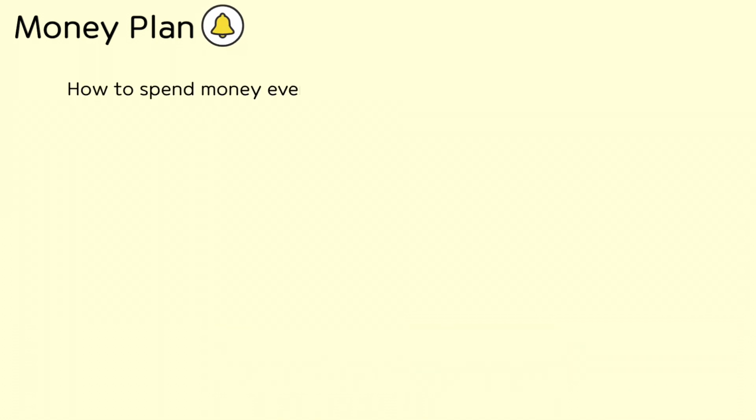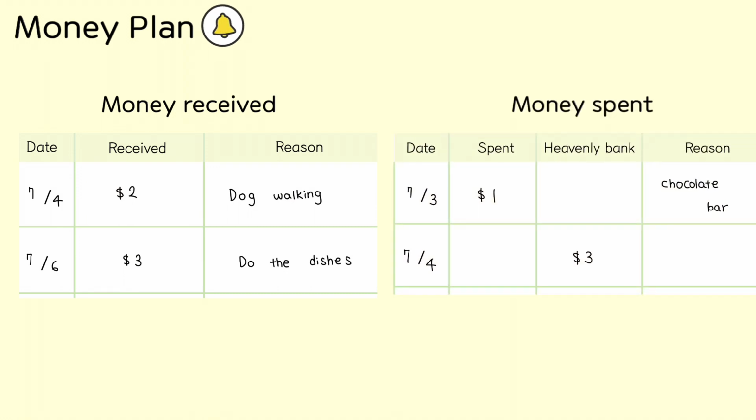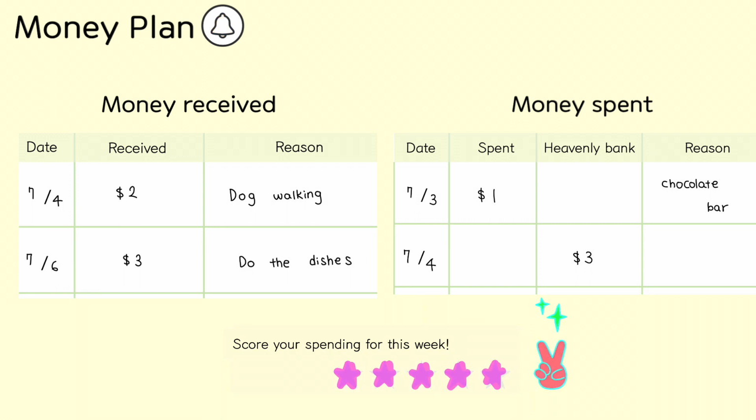If we set the plan for this week, we are going to think about how to spend our money every day. First, write down how much money you received this week and the reason for that. Please also write down how much you spent this week in the right section. And after a week, you will have time to reflect on how you've spent the money. Think about how well you spent your money and rate by coloring the stars as much as you did well. If you think you did a really good job, you can give it all 5 stars like this.